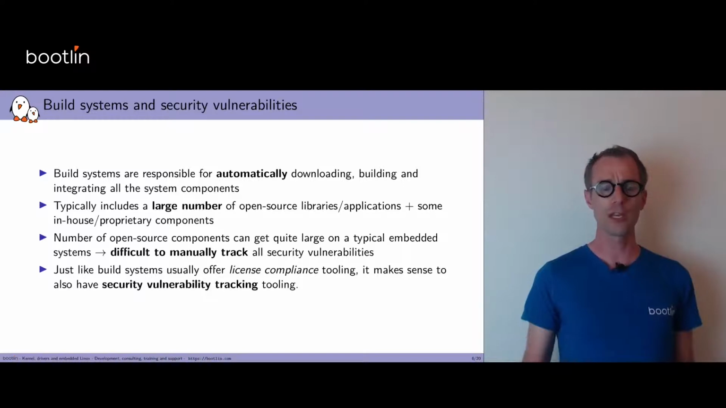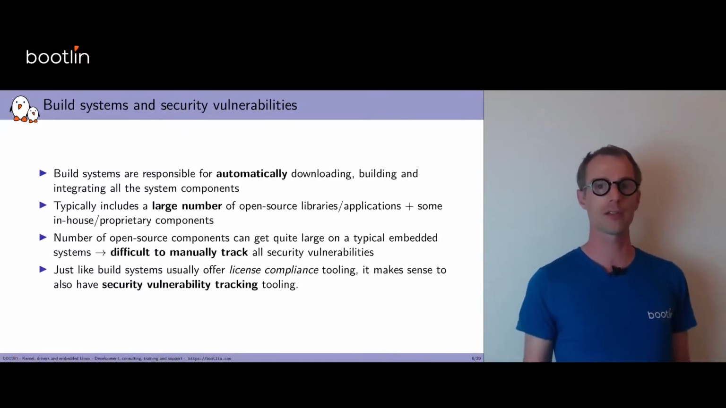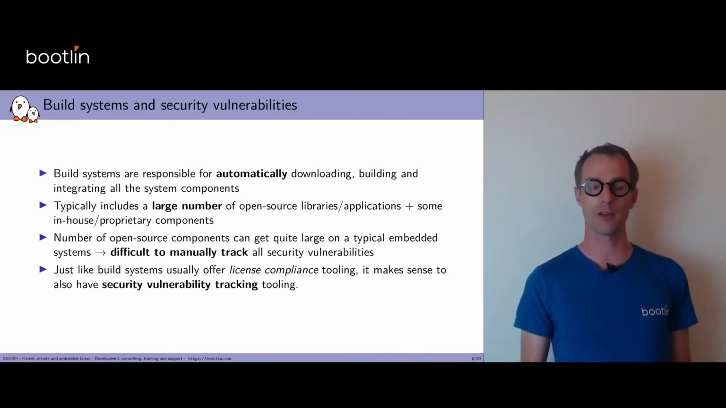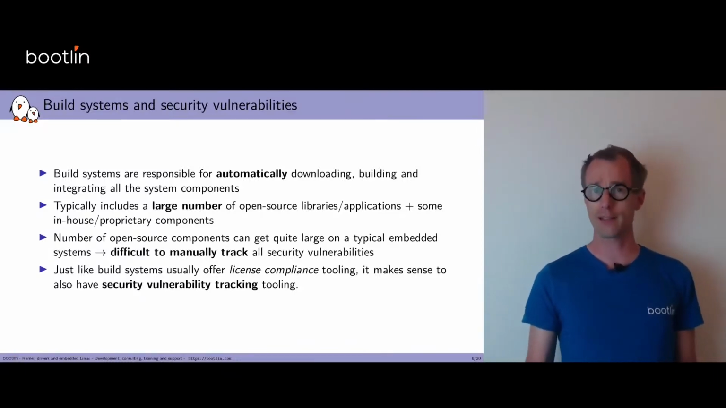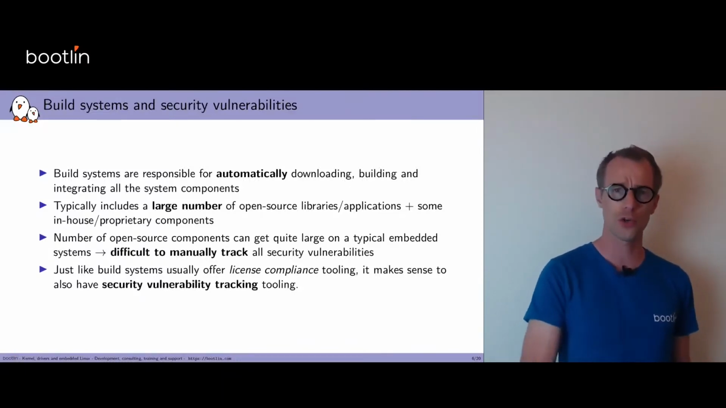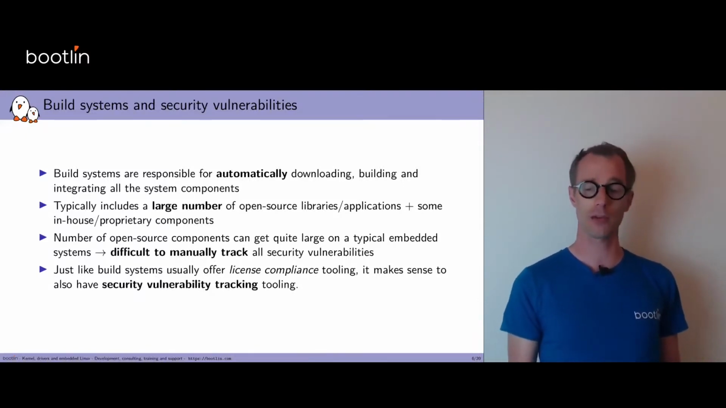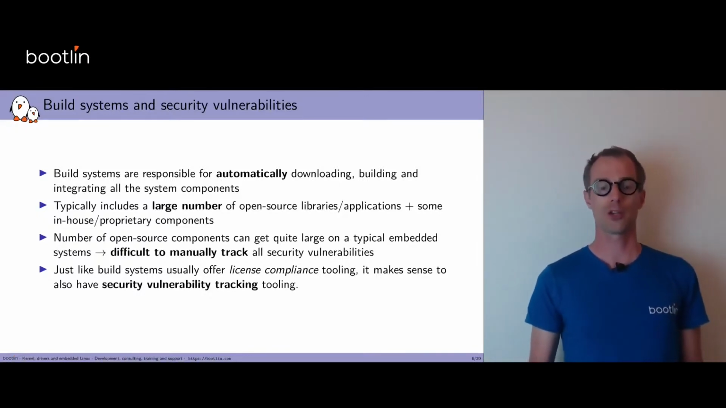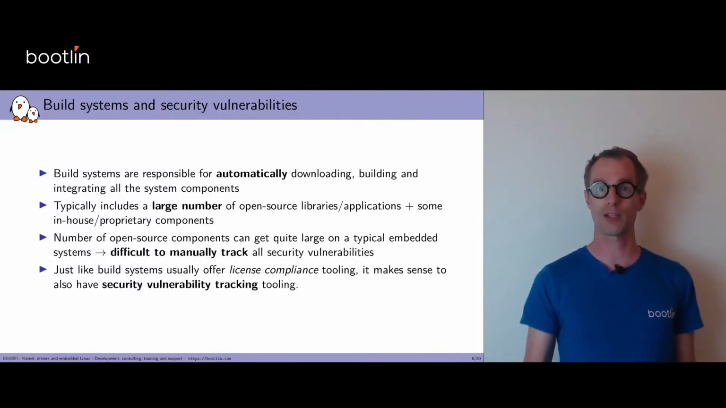So it has become really difficult, if not impossible, to manually track all the security vulnerabilities that can affect the software components that you integrate in your embedded Linux systems. So just like build systems typically offer license compliance tooling that allows you to ensure that you comply with the open source licenses of all the software packages that you include, it definitely makes a lot of sense to also have tooling to help track the security vulnerabilities that might affect some of the software packages that you're using.